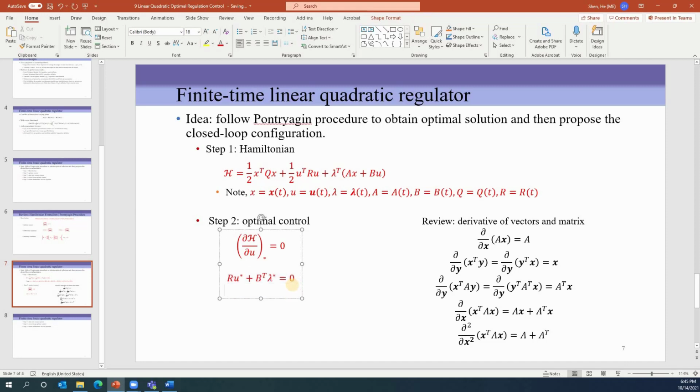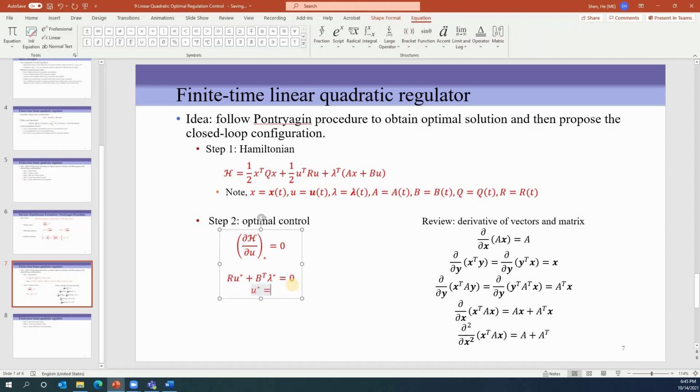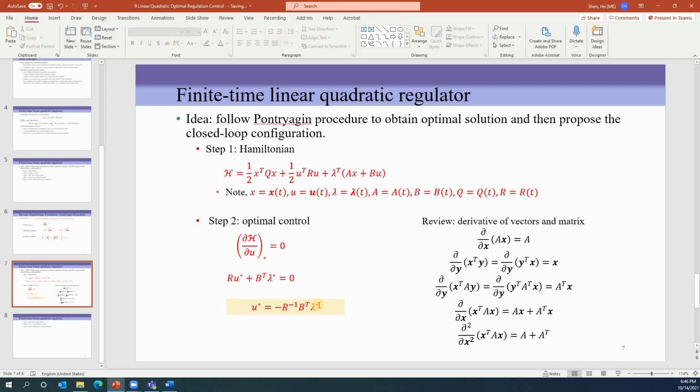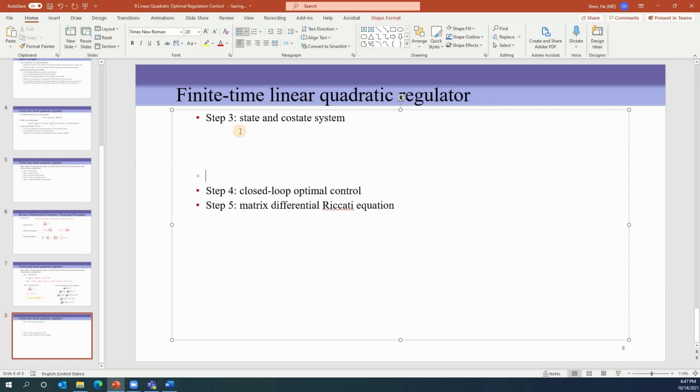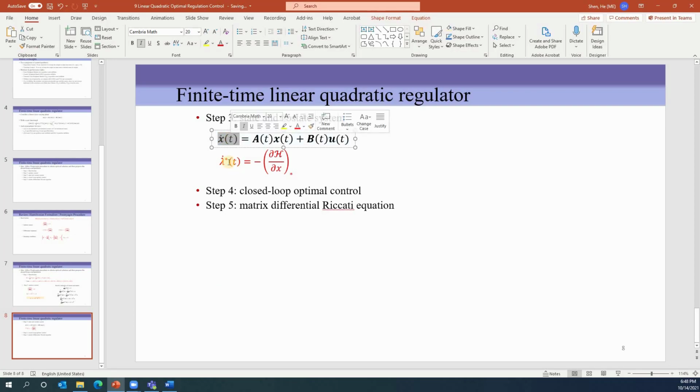So what is the control? The optimal control will be equal to R inverse times B transpose times lambda star. Yes, so this is the optimal control. It's a function of lambda. So in step 3, we're going to have the state and co-state equations, right? What is the state equation? The state equation is our dynamics. Of course, we also need to write them at the optimum. We will use the same notation because I do not want to carry the t all over the place. We will be consistent with our own notation.